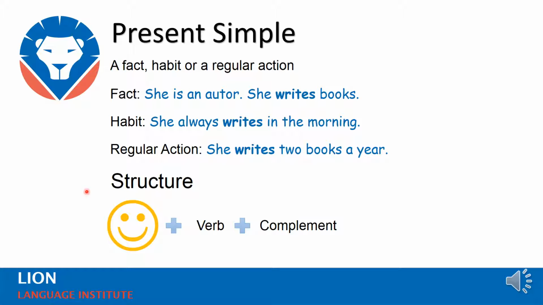Okay, we can see the structure here. First we have our subject, in this case it is she. We continue with the verb. In this case it is write in the third person form, writes. And we continue with a complement. The complement in this case is 2 books a year.